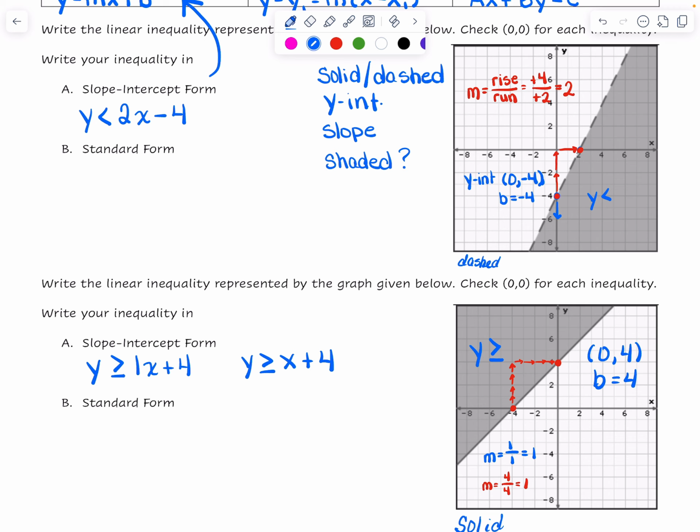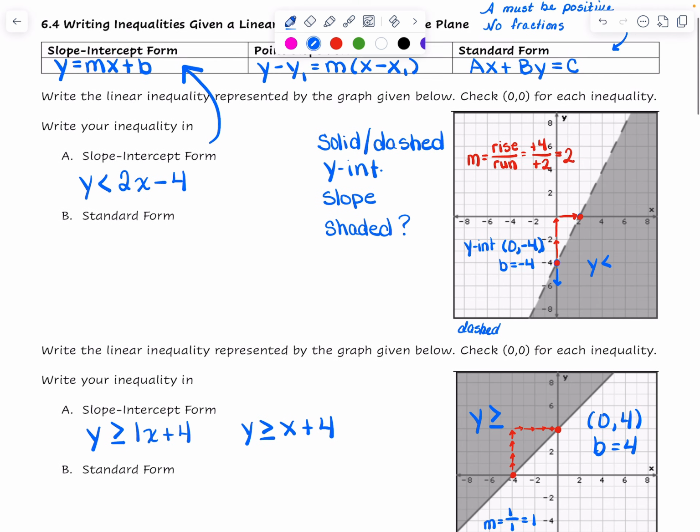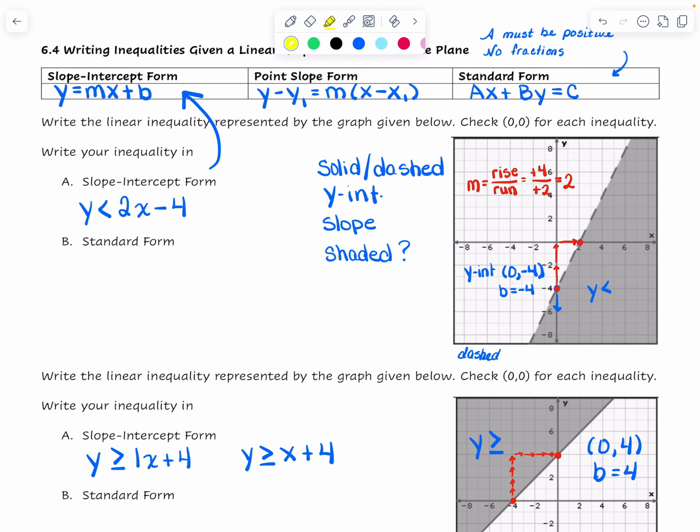Now, from slope-intercept form, we are going to convert to standard form. So from this form here, we are converting to this form here. Now, remember, A has to be positive, and there can be no fractions. Okay? So I'm going to rewrite our equation here. So I have y is less than 2x minus 4. The first thing I'm going to do is move 2x to the other side. So I'll have negative 2x plus y is less than negative 4.